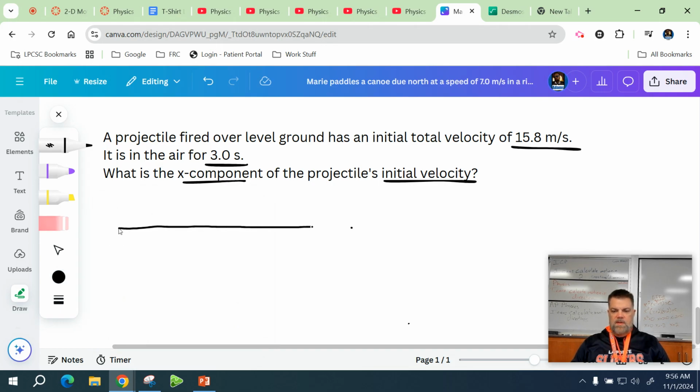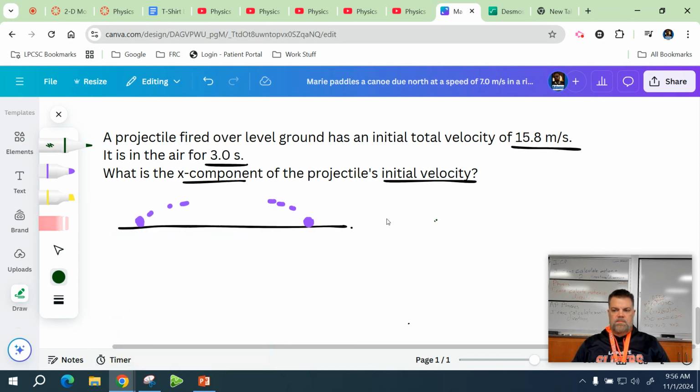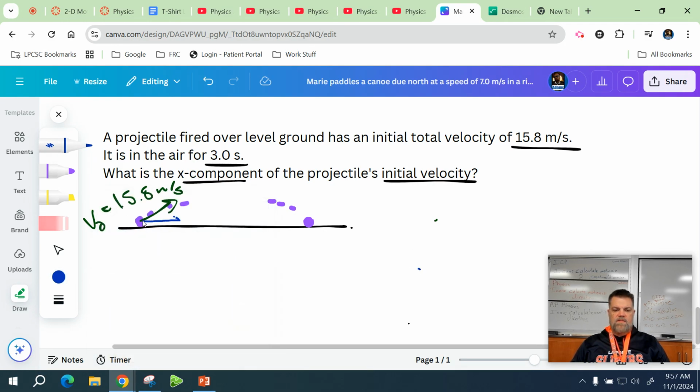So I have a projectile that gets shot and lands over here. Okay. And it has initial velocity of 15.8 meters per second. And they're asking us to find the x velocity.